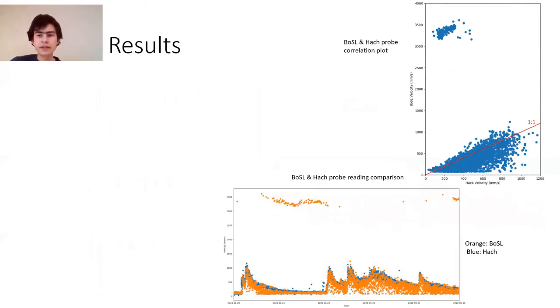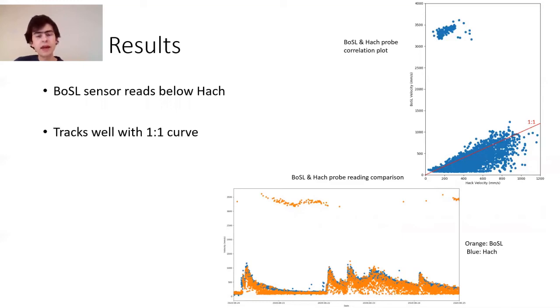Another thing we can do is plot the Hacke velocity versus the BoSL velocity. If we use the Hacke velocity as an indication for the true velocity of the water, we expect all the points to be on a one-to-one correlation line, which would indicate that our sensor measures the true velocity of the water. We see that this is not the case, that our sensor often reads below the one-to-one correlation line. However, we do note that it tracks well to it, in the sense that the top of the set of points does follow that one-to-one line fairly well.